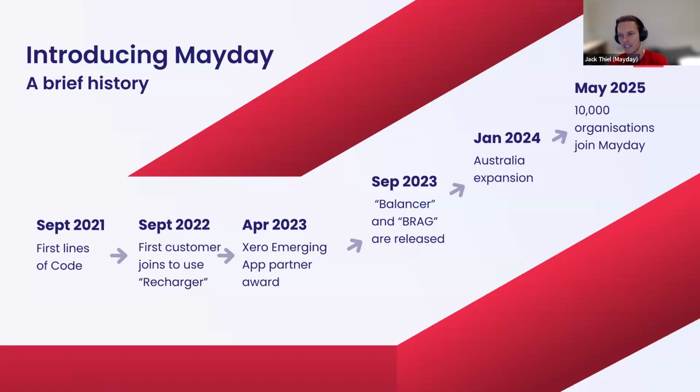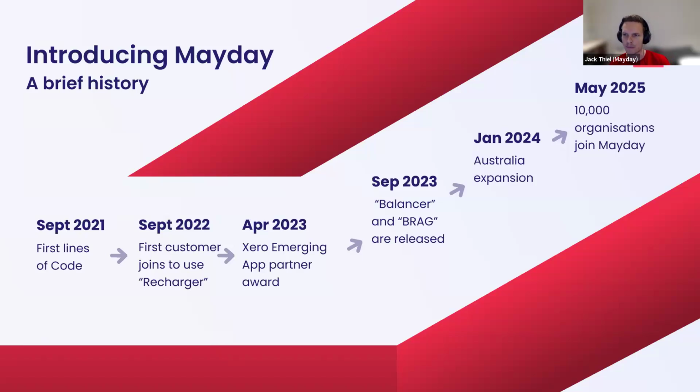So September 2022 was when our first customer came on board for that product, which is still there today, a lot more powerful than it probably was in September 2022, but basically helps to automate your intercompany on-charges, recharges, and also internal reallocations within your Xero files, or within your small business accounting files. We then won the Emerging App Partner of the Year in April 2023, which was great reward for effort.